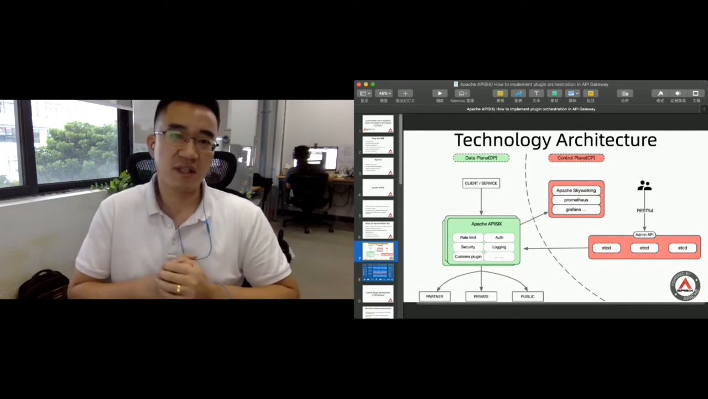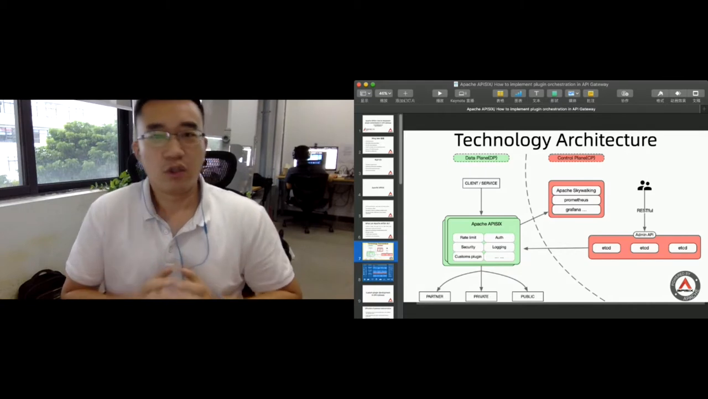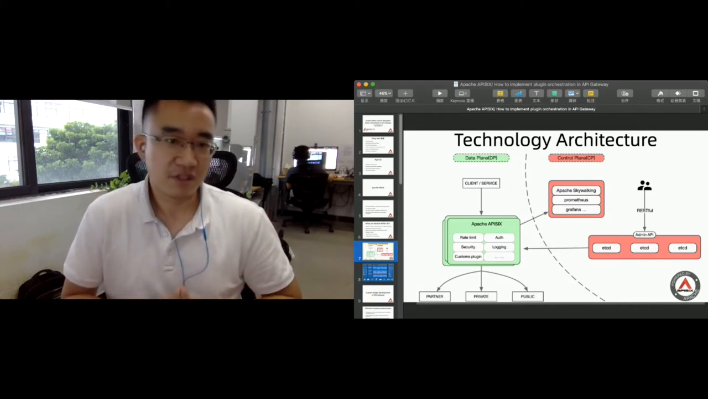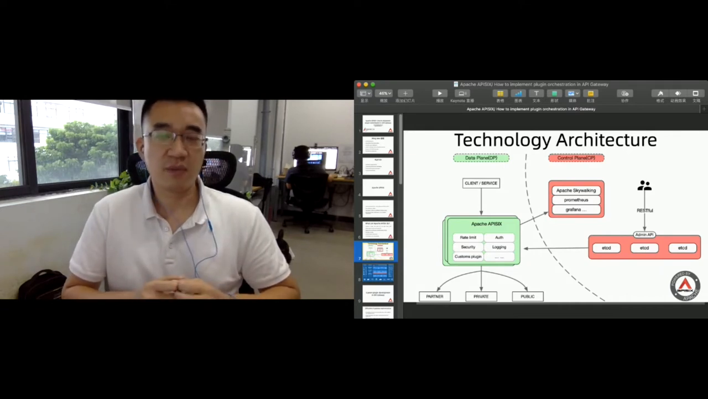This picture is the landscape of Apache APISIX. Looking at it from the left, APISIX supports many L4 and L7 protocols. It not only supports traffic from the browsers and the mobile apps, but it also supports IoT drivers to report traffic to APISIX.